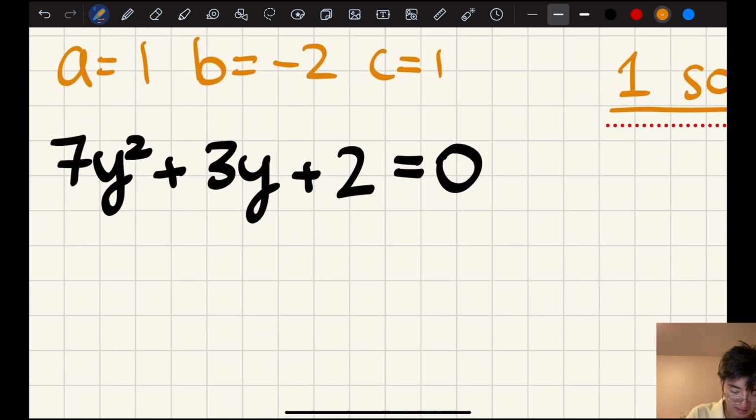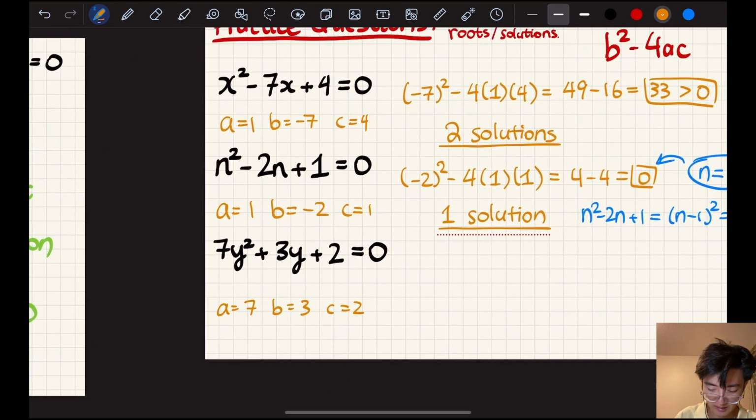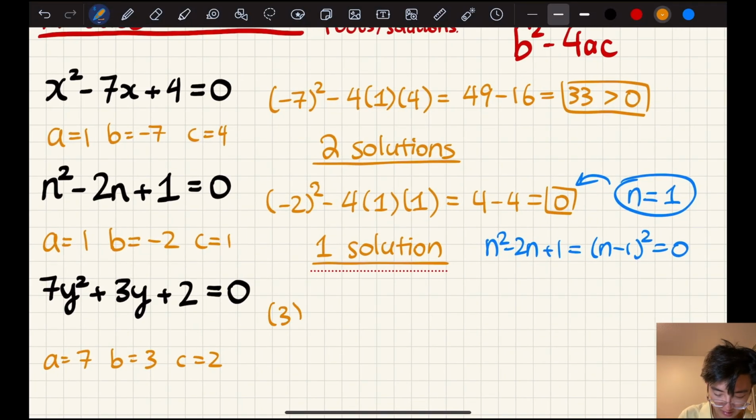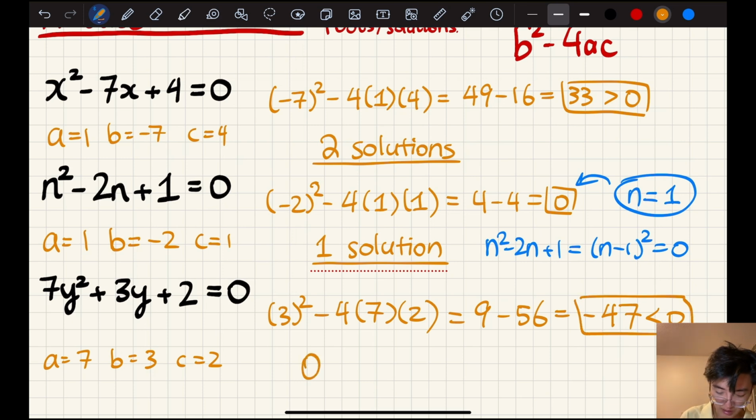And lastly, a is 7, b is 3, c is 2. So b squared, we get 3 squared minus 4 times 7 times 2. Looking very negative so far. So 3 squared is 9. Minus 4 times 7 is 28, 28 times 2 is 56. This gets us negative 47, which is smaller than 0. Which means that this question has 0 solutions. So on our graph, this will not touch the x-axis.